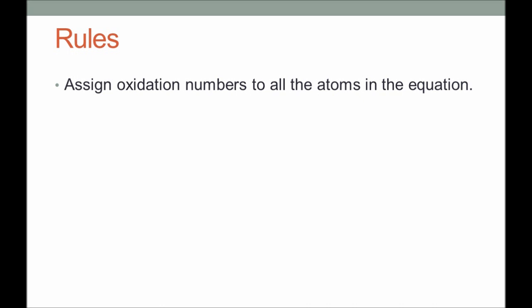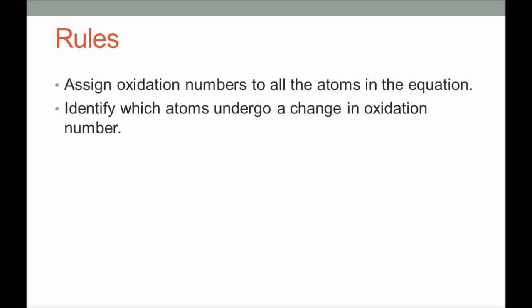The first thing to do would be to assign oxidation numbers to all atoms in the equation. In order to do this, you can refer to my earlier video on assigning oxidation numbers. Once you have gone through that, you should be able to determine the oxidation numbers of elements in the reactants and products in an equation. The second thing to do would be to identify those atoms that undergo a change in oxidation number. That would help us in determining which elements are undergoing oxidation and which elements are undergoing reduction.